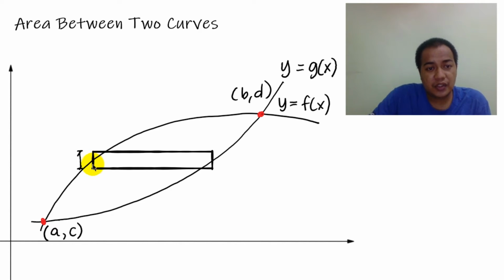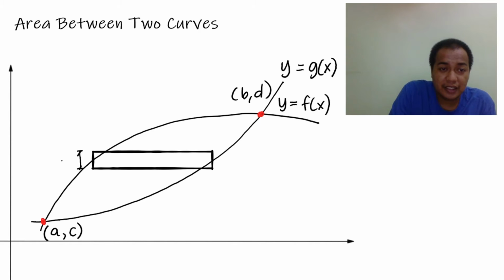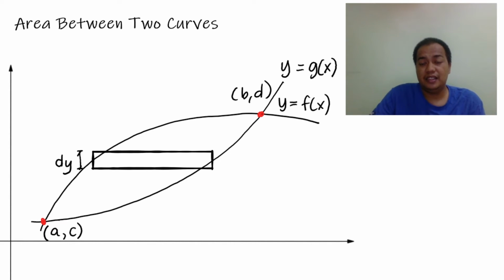Okay, this width is now along the vertical line. Ibig sabihin hindi na siya dx. Okay, this time kapag horizontal yung element natin, our width is now dy. Okay, so it's infinitesimal delta y, so dy.